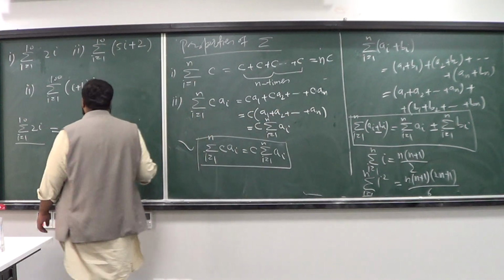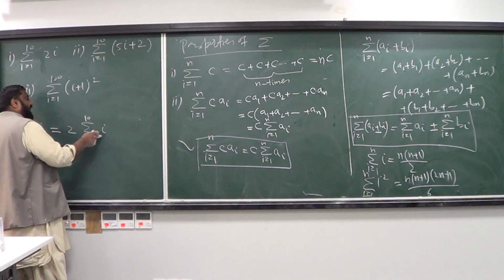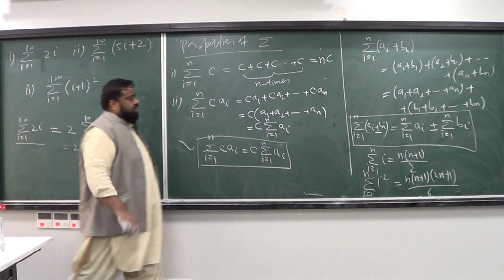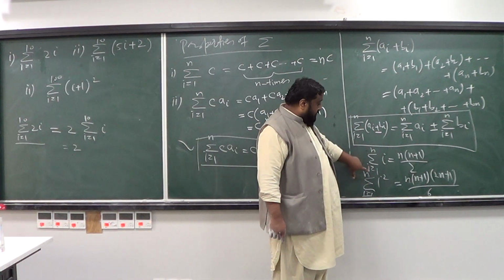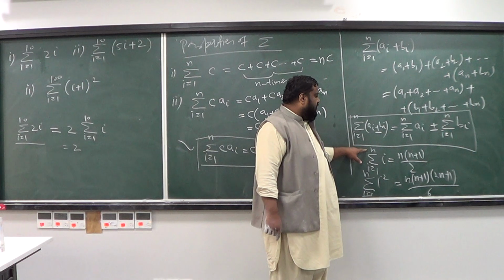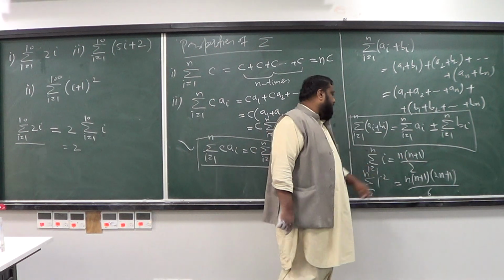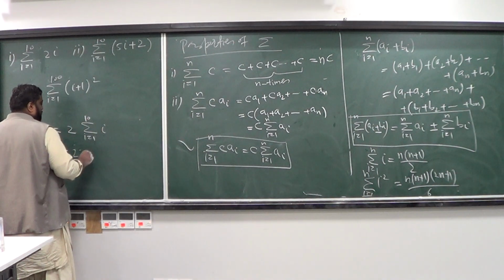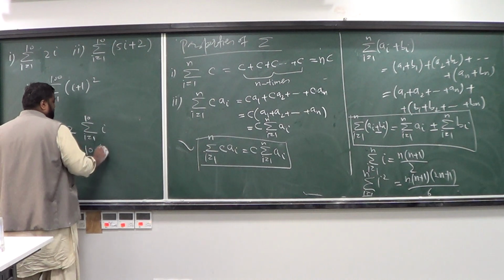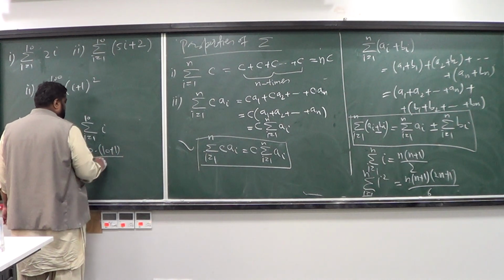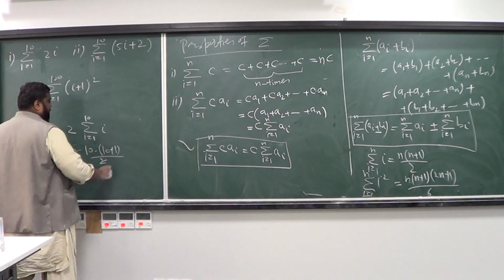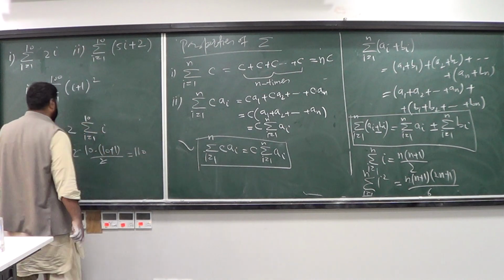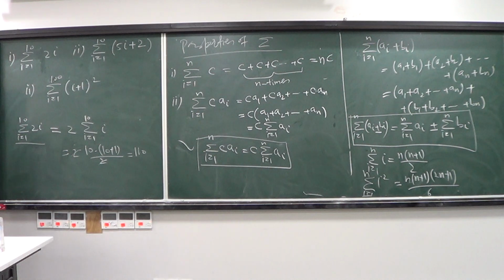So by this formula, I'm summing the i from 1 to 10. By definition, it must start from 1 and end at n. So it's going to be 2 times 10 times (10 plus 1) upon 2. If you simplify this, you're going to get 11 times 10, so it's going to be 110 actually. So this is what this sum is.